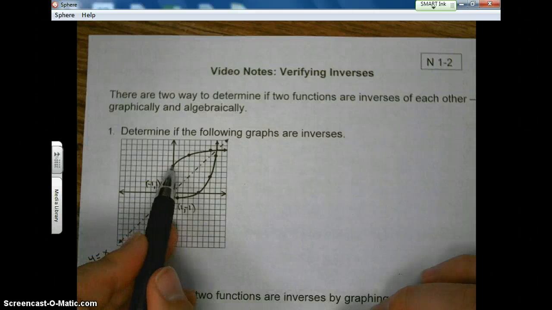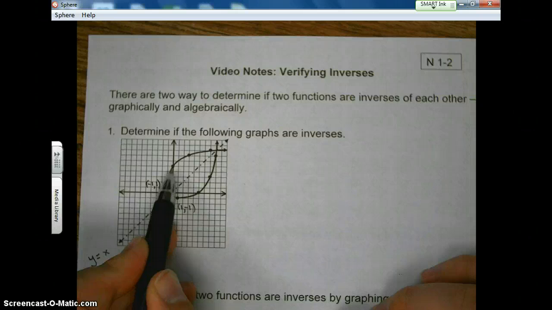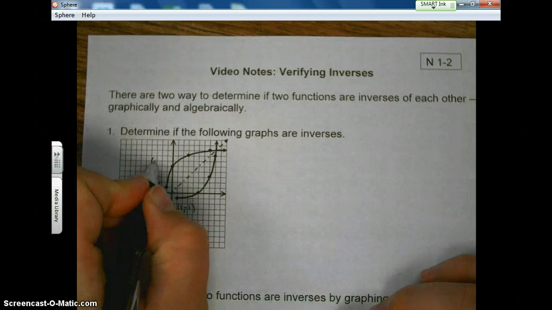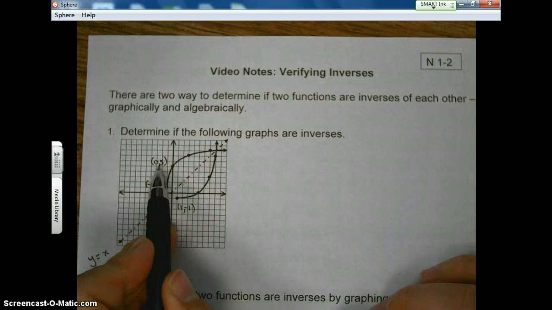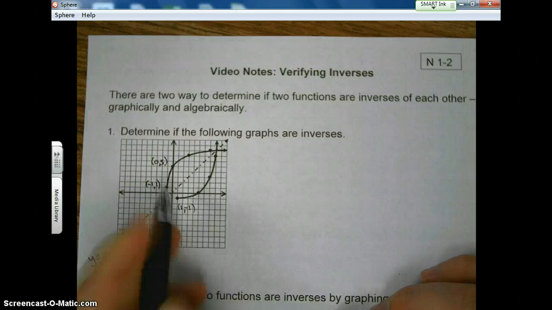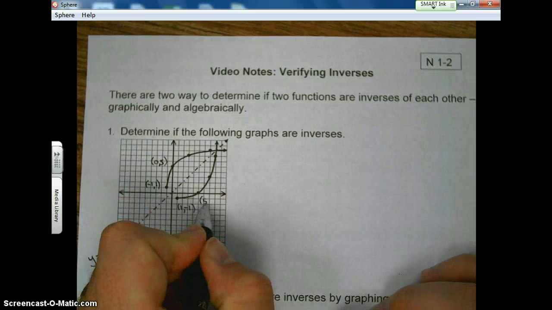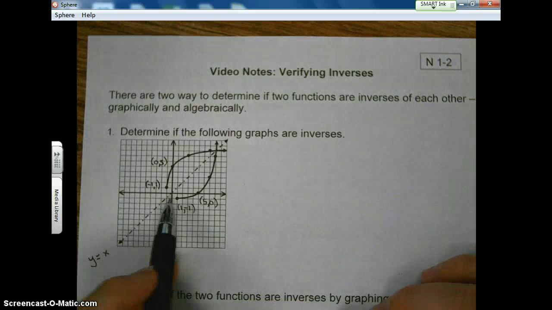Okay, let's check this point. So this one's going to be 0, 1, 2, 3, 4, 5. So (0, 5). So if I switch the x and the y, we get (5, 0). 1, 2, 3, 4, 5, 0. Okay, so it looks like they're all going to work.